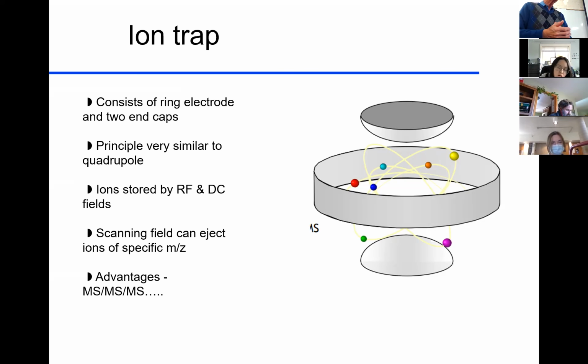Basically, its advantage is sensitivity. It stores up ions over some time, so it can pool those ions and give you an accurate measurement. So they have their primary advantage, like I say, in terms of sensitivity. That's number 1, let's say.